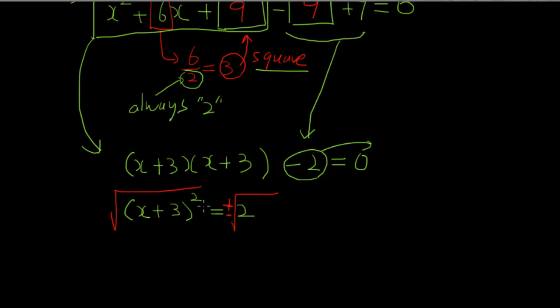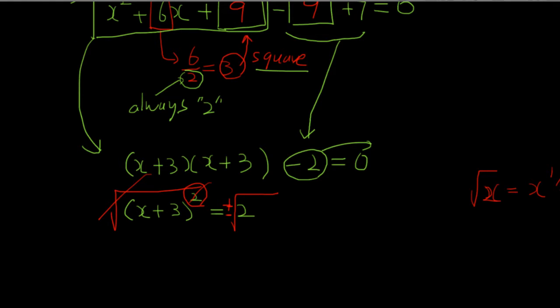So what happens with this square and the square root? Now we talked about the square root in our previous lecture. Square root of x means what? It's x to the half power, right? So that square and the half power will cancel each other.